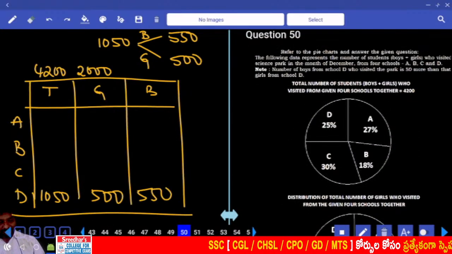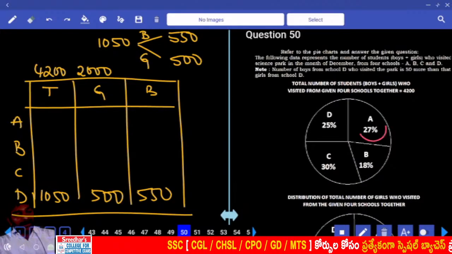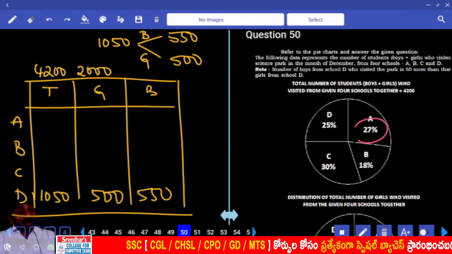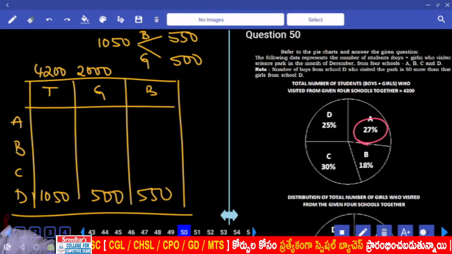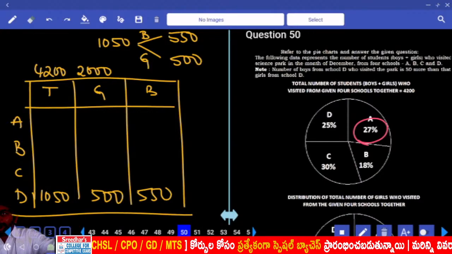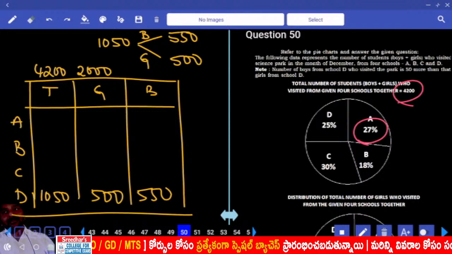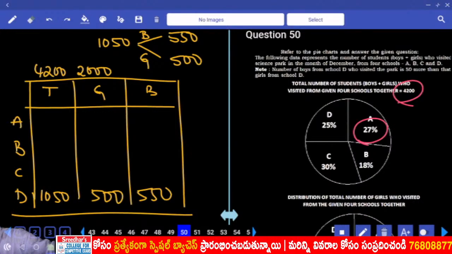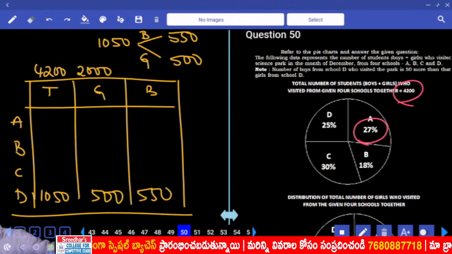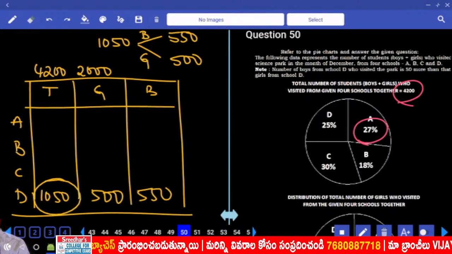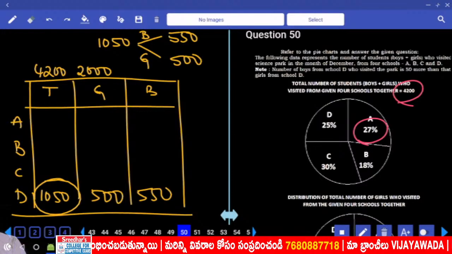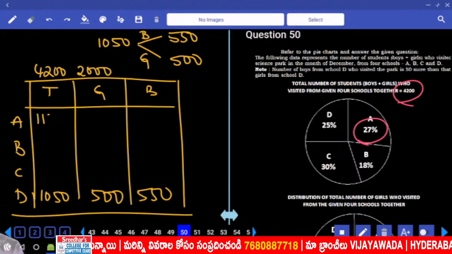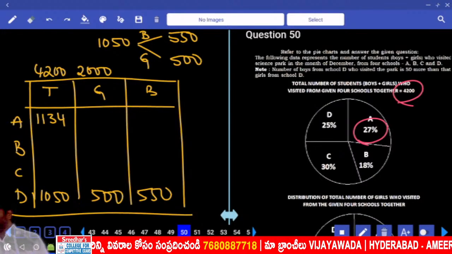Now let's go back and fill the table. 27%. Already we have calculated 25%. To that you just need to add 2%. What is 1%? 2%. Instead of 84, you add 100, then subtract 16. Add 100. 1150. Subtract 16. 1134. Got it?